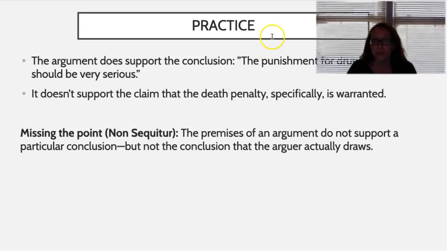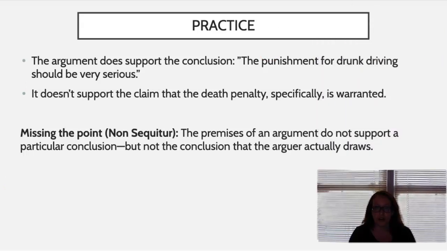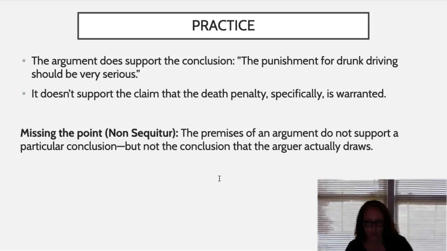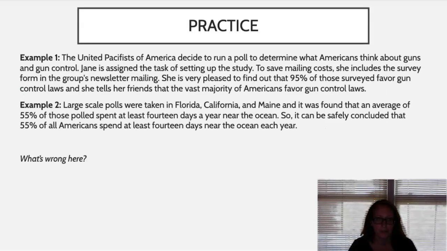The conclusion is that the punishment for drunk driving should be very serious. Yes, that's the conclusion, but it doesn't necessarily support the death penalty. There are lots of other types of serious punishments that match the seriousness of a crime. It doesn't make the case that the death penalty should be the serious punishment. So it does miss something.